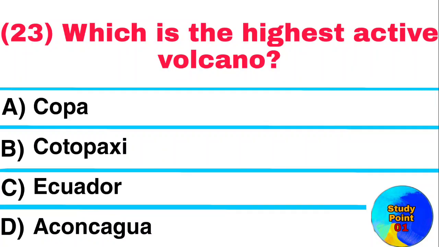Question. Which is the highest active volcano? A. Copa. B. Cotopaxi. C. Ecuador. D. Aconcagua. Answer. Cotopaxi.